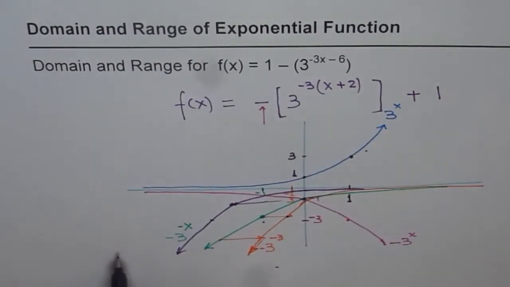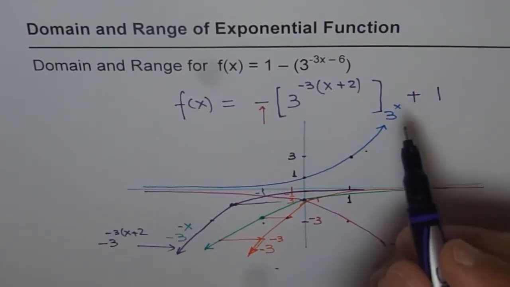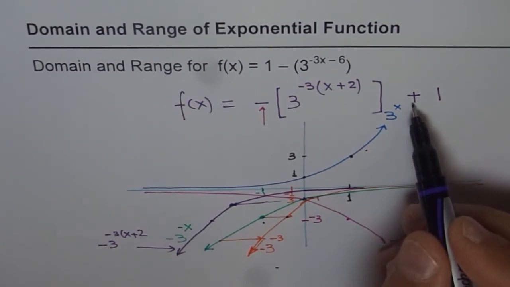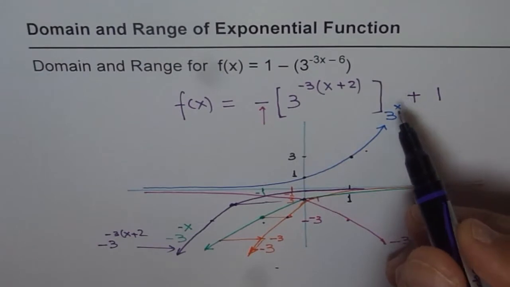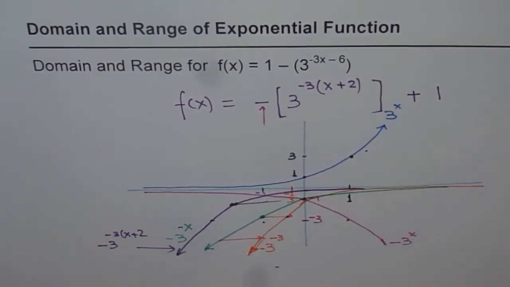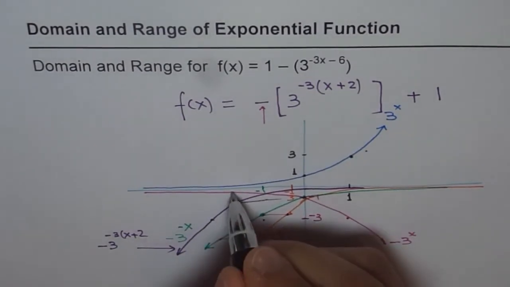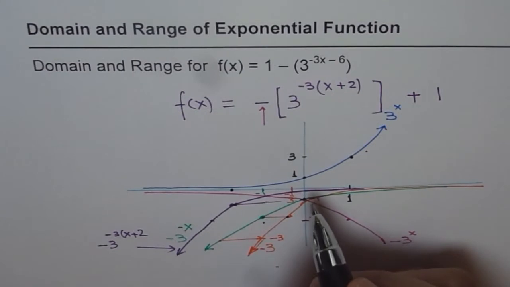So this gives you minus 3 to the power of minus 3x plus 2. So that is this graph. And finally, we move it one step up. Do you see that? So finally, you move it one step up. So this point comes right there to this point, right? So everything moves by a step up now, right?